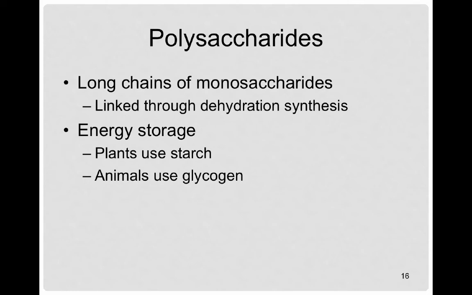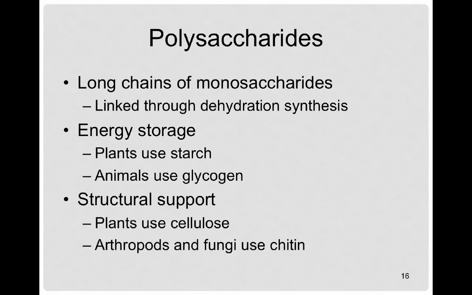Now, animals, when we eat food and we store our excess sugar, if you can't use it immediately and we need to store it, we store it primarily as glycogen in our liver. So where plants store their sugar as starch in either their stems or their roots for the most part, animals store their excess sugar as glycogen in our liver.